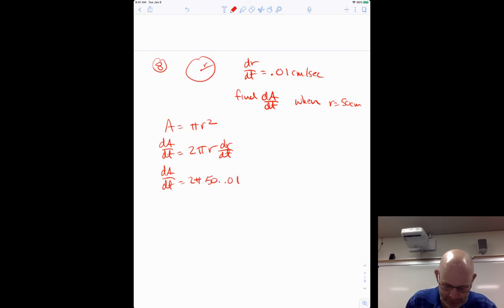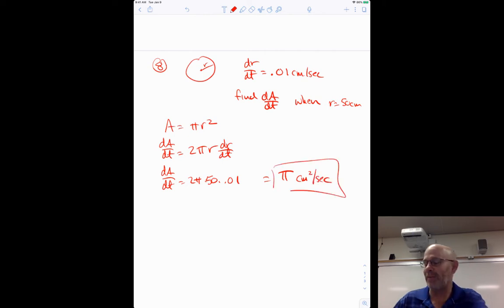So I could probably do this without a calculator, but I'll go ahead and just use the calculator. You can leave your answers in pi. You can leave them in decimal form. It doesn't really matter. So we're going to go 2 times 50 times 0.01, which is just 1. Hey, look at that, which is just pi. And then we have units. In this case, we're centimeters per second, but now it's area, so it's going to be centimeters squared per second. I always like to check my answers.